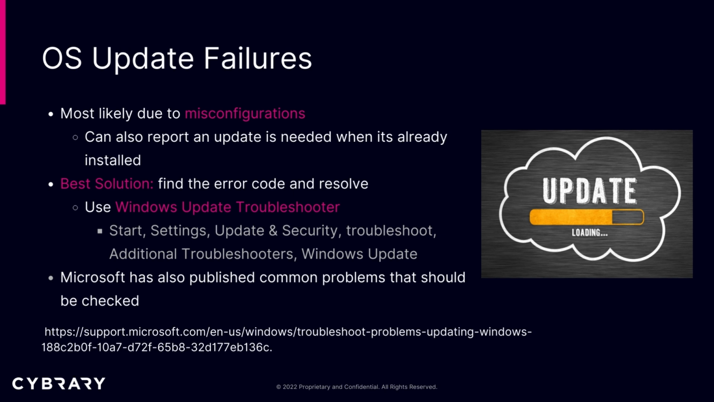To access the utility, click on the Start menu and select the Settings app. Once the Settings app opens, select Update and Security, then click Troubleshoot, then Advanced Additional Troubleshooters, and finally choose Windows Update. Again, this can help you troubleshoot what caused the update not to download or install properly. Also, Microsoft has published common problems that should be checked at the following URL, so you can check there for common reasons why updates fail.